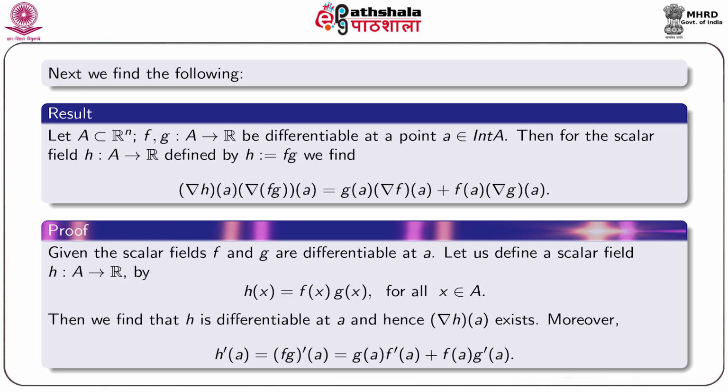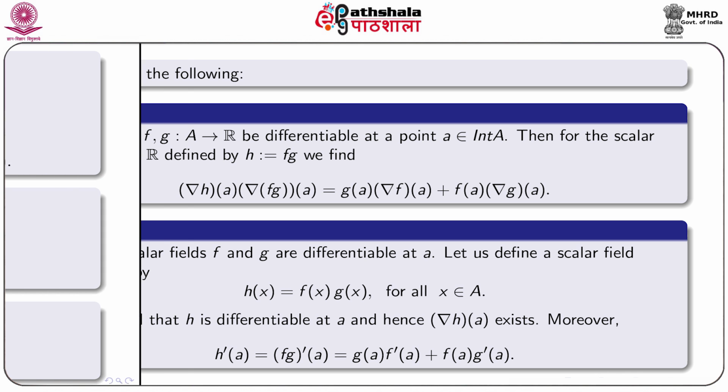Now, let us give the proof. Given the scalar fields F and G are differentiable at the point a, we define a scalar field H over the same set A by the pointwise principle, which is nothing but the product of F and G. That is, for every x in A, H(x) is F(x) into G(x). We have already proved that H is differentiable at a and hence grad H at a exists. Moreover, H'(a) equals (Fg)'(a) equals G(a) F'(a) plus F(a) G'(a).